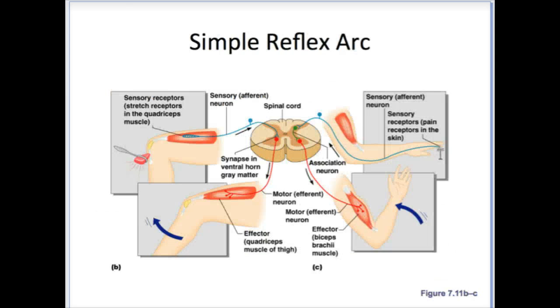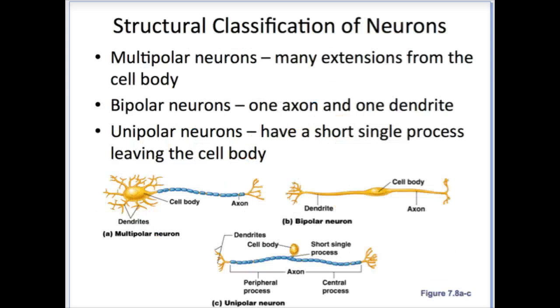Now, the other way neurons are classified is structurally. So notice what's going on with those extensions from the cell body. These are the multipolars, what we typically think of as a neuron. This is most commonly associated with our effector neurons. So the efferent neurons are very much multipolar neurons. But then we see other things.